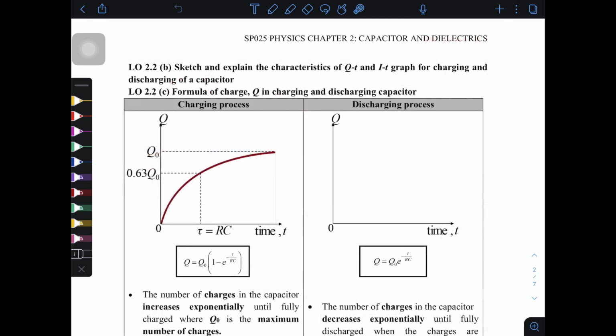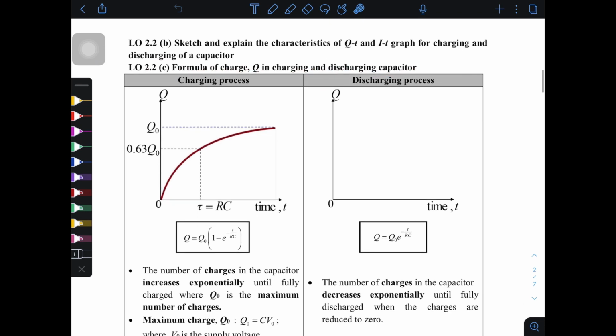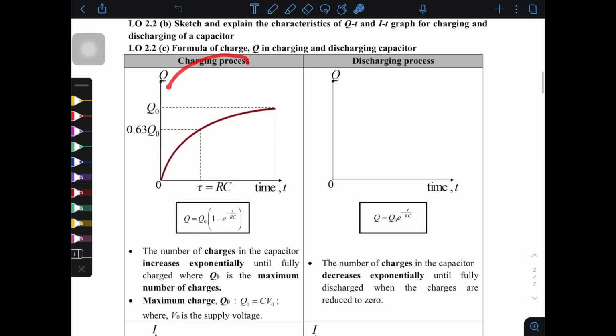Okay, we go to the learning objective 2.2b, sketch and explain the characteristic of Q against T and I against T graph for charging and discharging of capacitor. Okay, in 2.2a, we have learned what is charging and discharging process for capacitors. Okay, and learning objective 2.2c, we need to use the formula of charge Q in charging and discharging capacitor. Okay. So, we have a charging process and a discharging process.